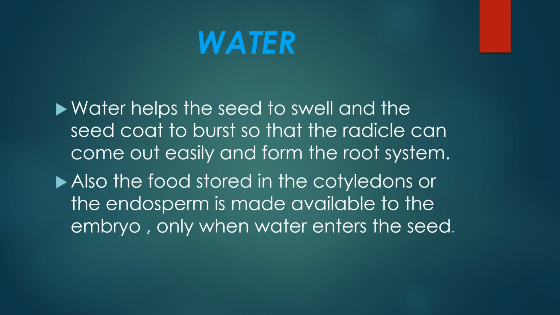So for the seed coat to burst open, what is important? Water is important. The seed will absorb the water and swell up. As the seed swells up, the seed coat will burst open, and the internal parts, that is the cotyledon, radicle, plumule, epicotyl, hypocotyl, will come out from the seed. First thing that will come out will be the radicle, which will form the root system. And the food stored in the cotyledon or the endosperm is made available to the embryo only when water enters the seed. That is why water is a very, very important requirement for the seed to germinate.